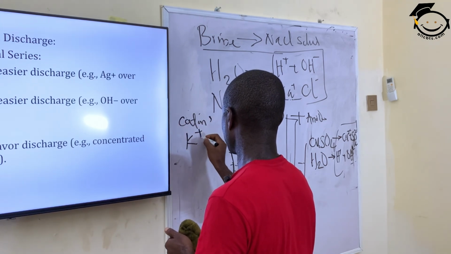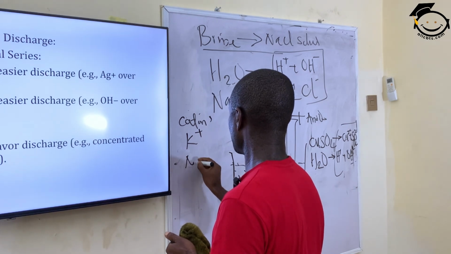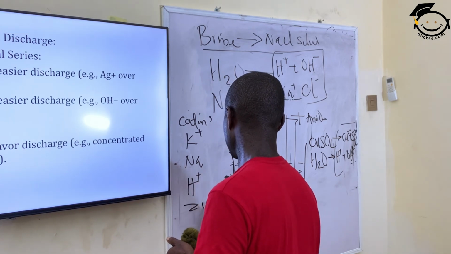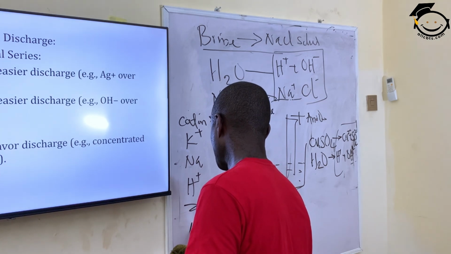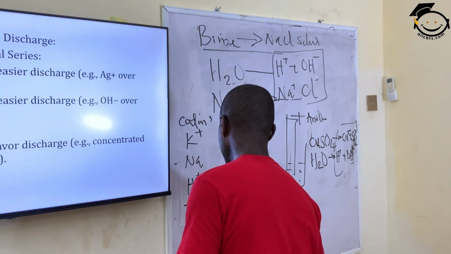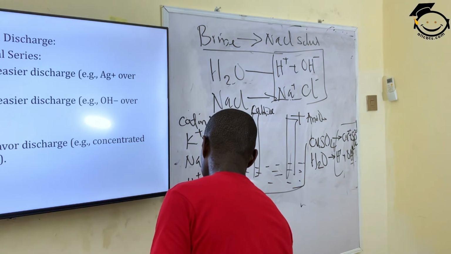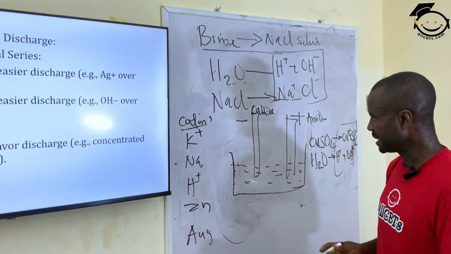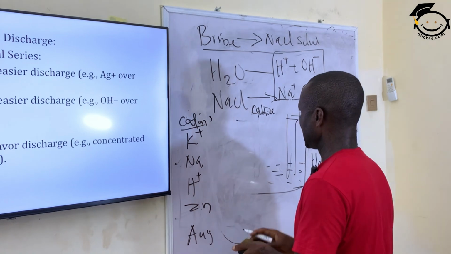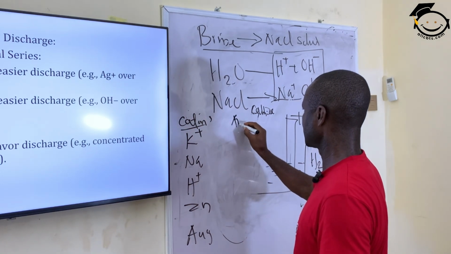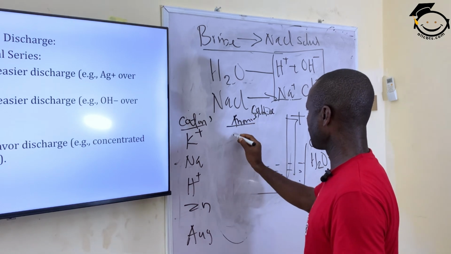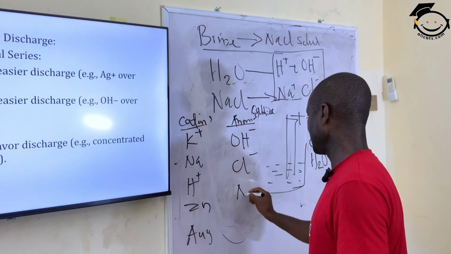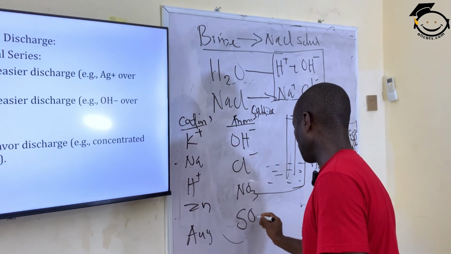We have something like this: potassium, sodium, hydrogen, zinc, and so on, down to mercury or gold, Au. Let's take this as an example of our electrochemical series. Then we have anions, which are negatively charged. We have OH minus, chloride ion, and then SO4 2 minus.